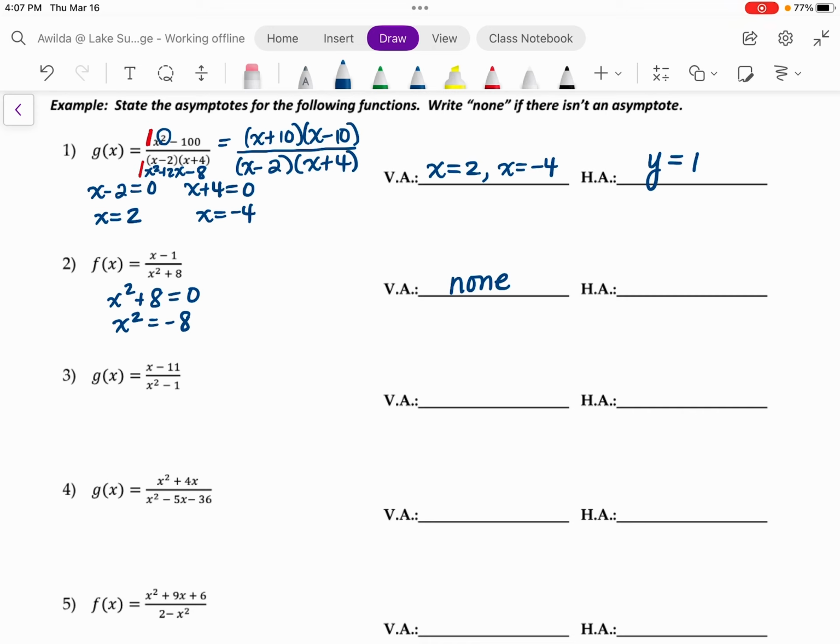Let's see if there are any horizontal asymptotes. We see that the degree of the numerator is an invisible 1, and the degree of the denominator is 2. Because the degree of the numerator is smaller than the degree of the denominator, from our notes above, the horizontal asymptote will be the x-axis or the y equals 0 line.